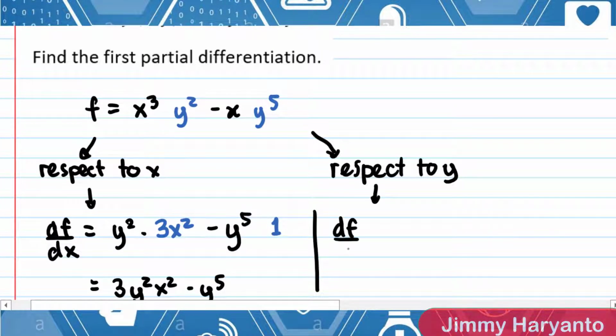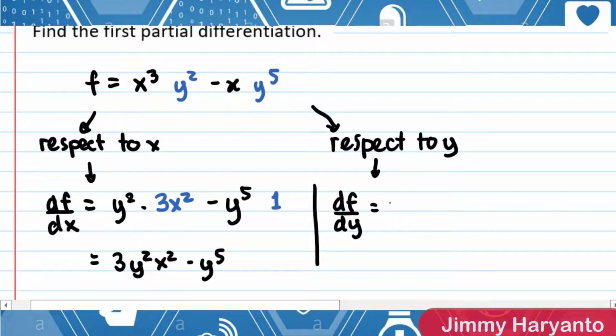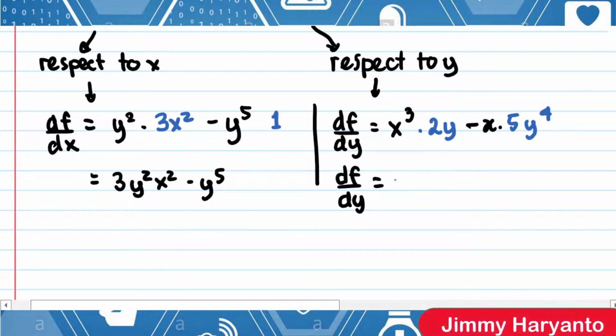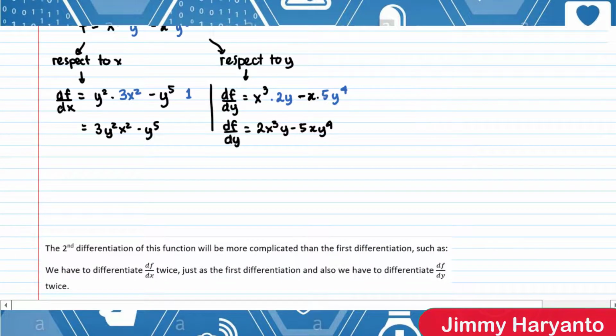So the differentiation df over dy will be x to the power of 3 considered as a coefficient, so you only have to rewrite the x to the power of 3 and then differentiate the y square. It will become 2y and then minus x times 5y to the power of 4. And the answer df over dy will be x to the power of 3 times 2y, it will be 2x cubed y minus 5xy^4. So this is the first differentiation of this function.